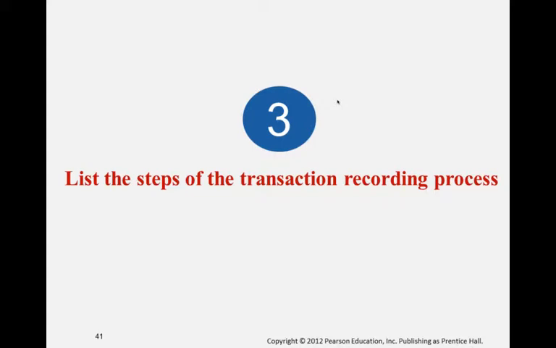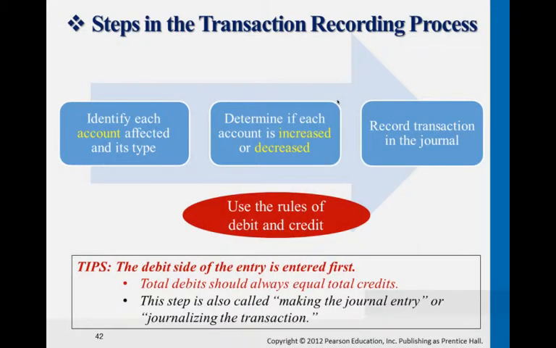Okay, in the third section of the book, we go into some examples of actually journalizing and posting these to ledgers. Again, this slide summarizes the process, which we actually talked about earlier. We identify the accounts affected by each and every business transaction, determine whether those accounts are being increased or decreased in value, and then record the transaction in journals.